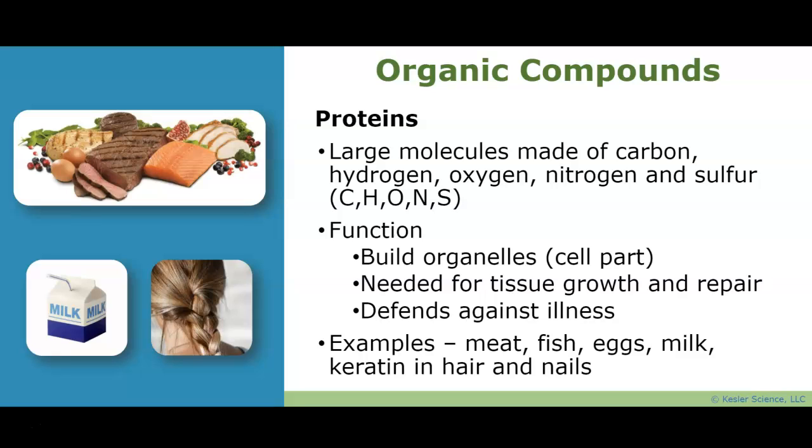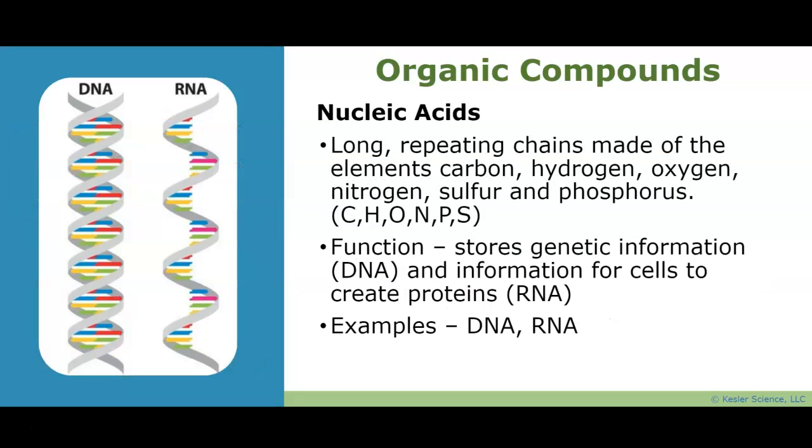Proteins, organic compounds that are proteins. They're large molecules and they're made up of carbon, hydrogen, oxygen, nitrogen, and sulfur. They help build our organelles. We need them for tissue growth and repair. They help us fight against illness. And we find them in meat, fish, eggs, milk, keratin, which is in our hair and nails.